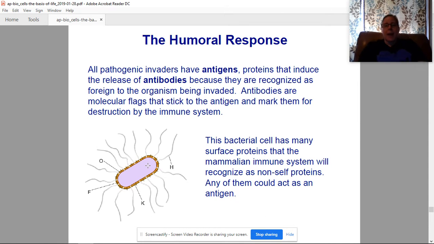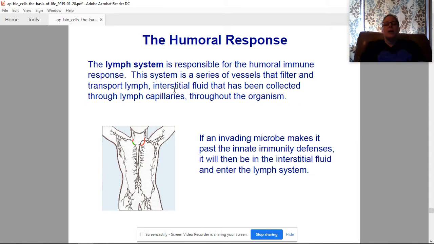So when you get an antibiotic, what you are doing is taking a medicine that is increasing the amount of antibodies for that specific type of bacteria or class of bacterium to get rid of it. So the lymph system is a humoral response. It's a system of a series of vessels that filter and transport lymph, interstitial fluid that has been collected in the lymph capillaries throughout the organism.